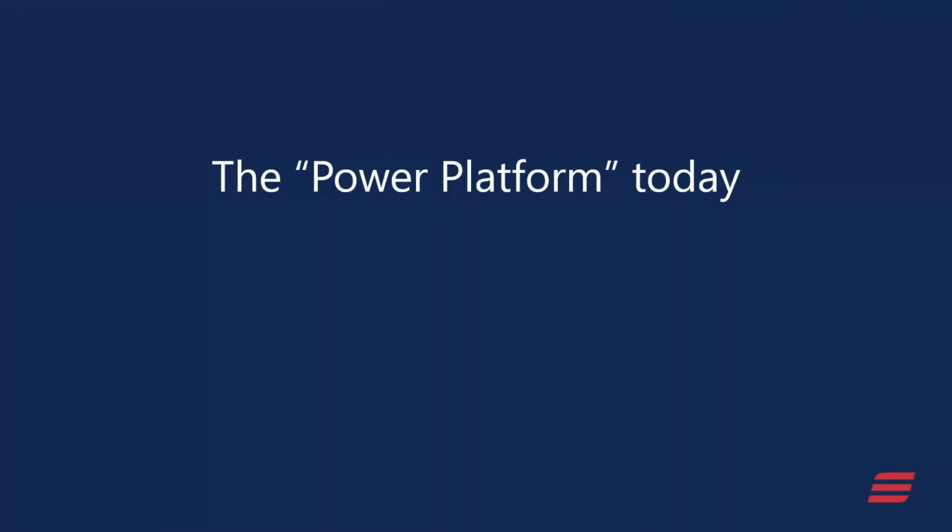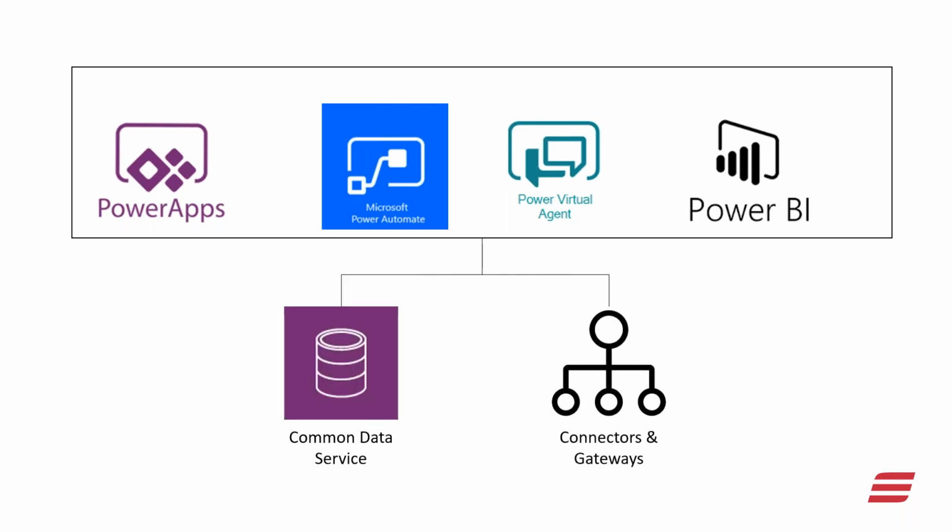All right, so let's take a look at what the Power Platform is today. As of very recently, the Power Platform consists of 4 key applications. First is Power Apps. We've got Microsoft Power Automate, which some of you may remember from such icons as Microsoft Flow. A recent addition to the Power Platform is the Power Virtual Agent, and of course, Power BI. Underpinning all of that is the Common Data Service and a growing collection of connectors and gateways.